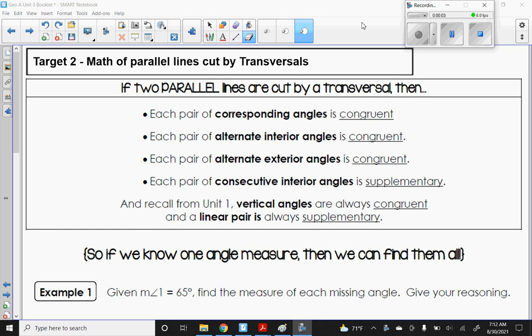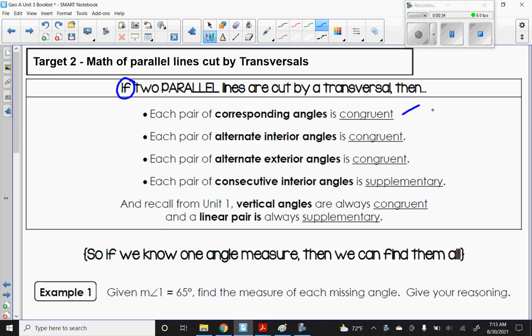All right, in this video we're going to look at the math between these relationships. But that's only if the lines are parallel. As you can see, the key qualifier is if two parallel lines are cut by a transversal. The math can only be done if the two lines are parallel. So here are your relationships.